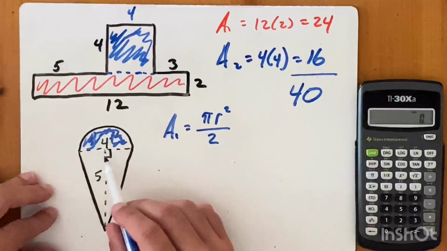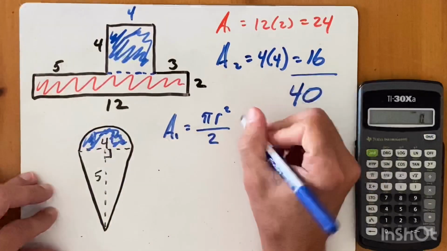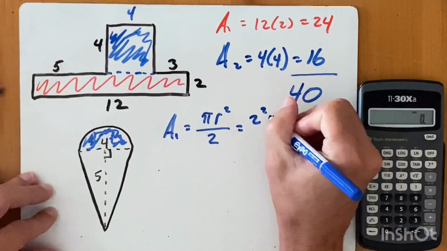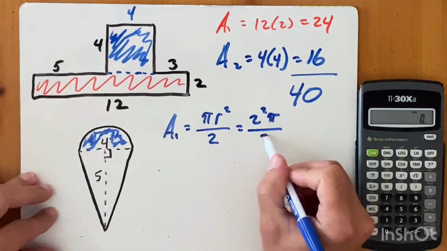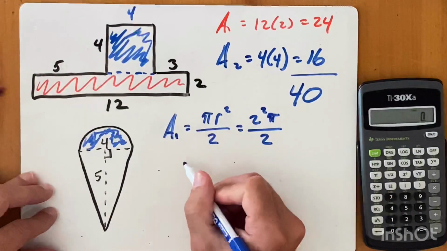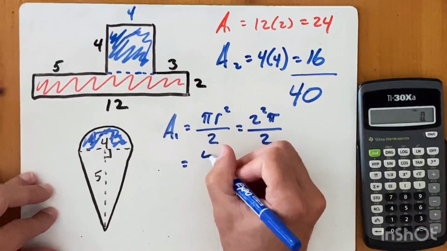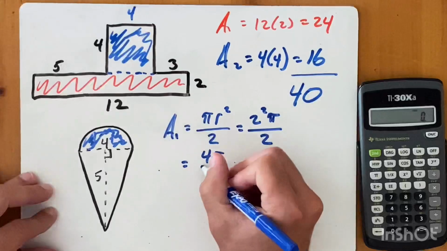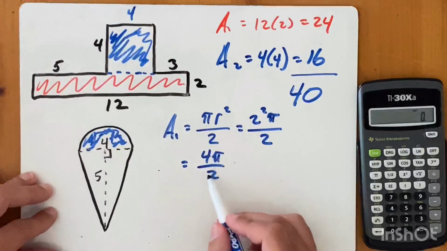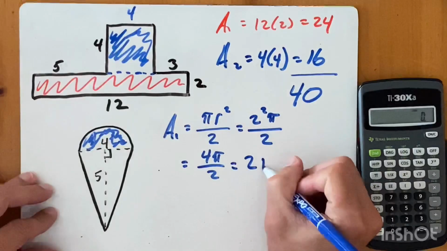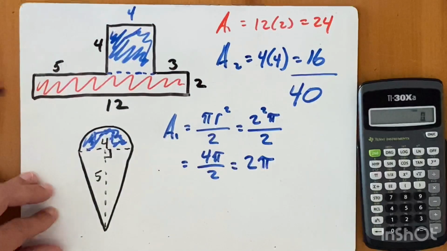The radius is half the diameter, so the radius is going to be 2. So 2 squared times pi over 2. We're going to simplify that, square the 2, so you've got 4 pi over 2, and then we can simplify. 4 divided by 2 is 2, so this is just equal to 2 pi.